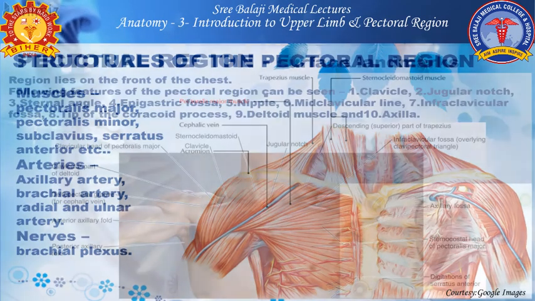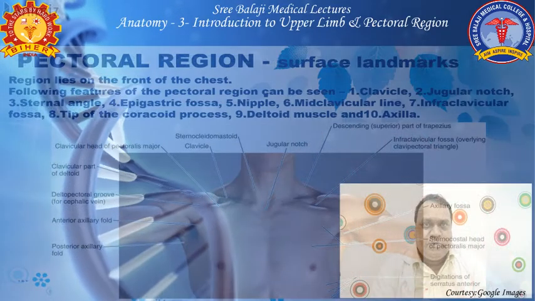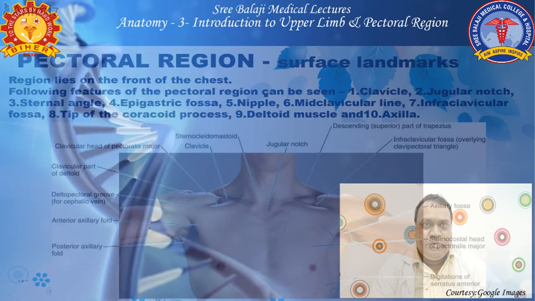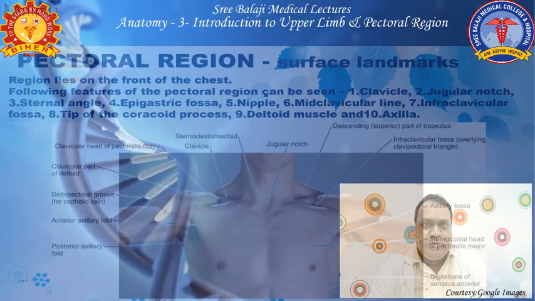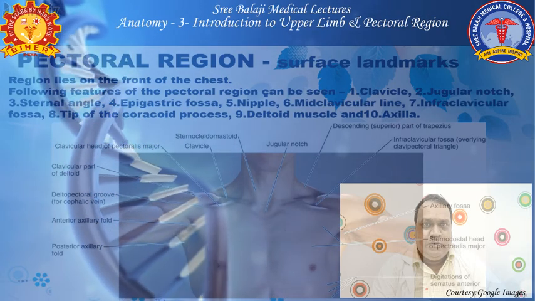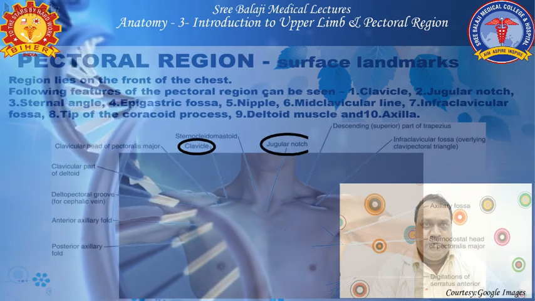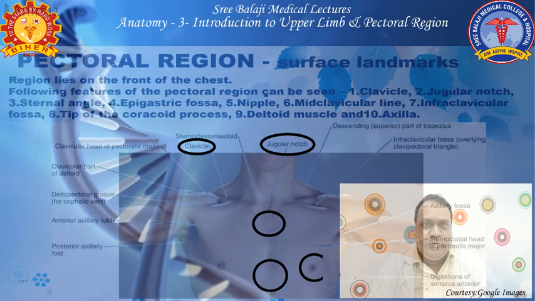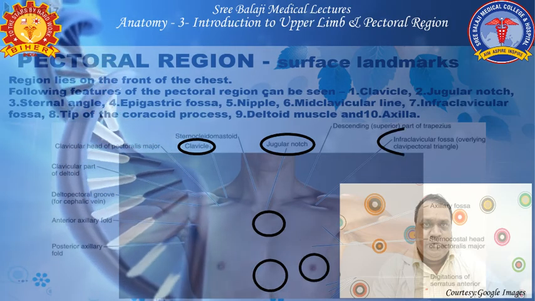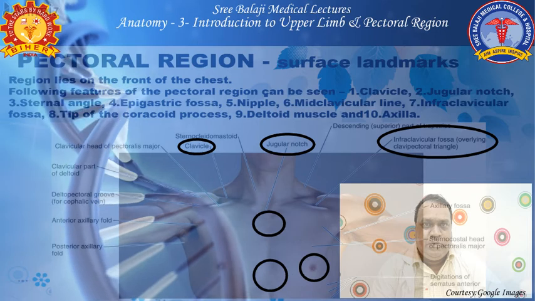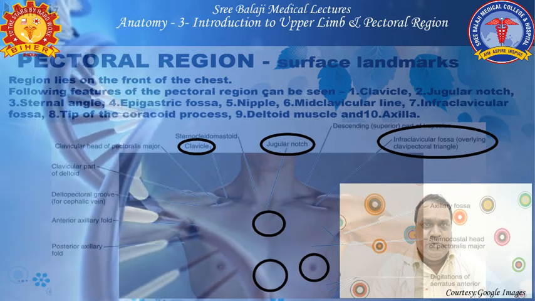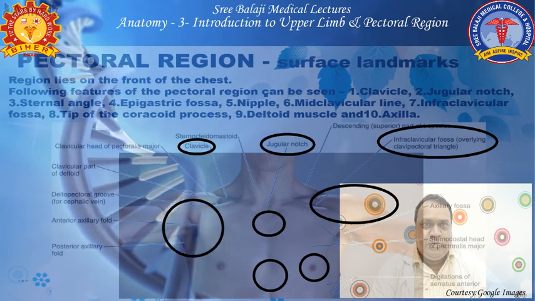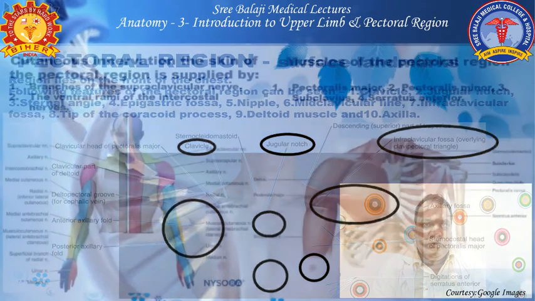Now we will go to the introduction to the pectoral region. The region lies on the front of the chest. The following features of the pectoral region can be seen: clavicle, jugular notch, sternal angle, epigastric fossa, nipple, midclavicular line, infraclavicular fossa, tip of the coracoid process, deltoid muscle contour, and axilla.